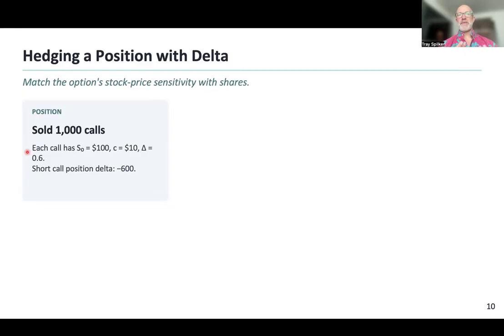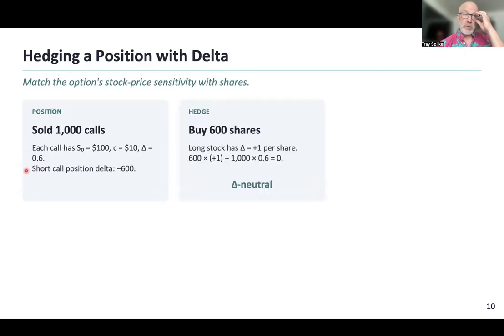So since we've written this exposure, we have a negative delta exposure. That is, on 1,000 calls times 0.6, we have a short call exposure of a delta position of -600. Okay. So in order to neutralize this delta exposure, -600, it's pretty straightforward.